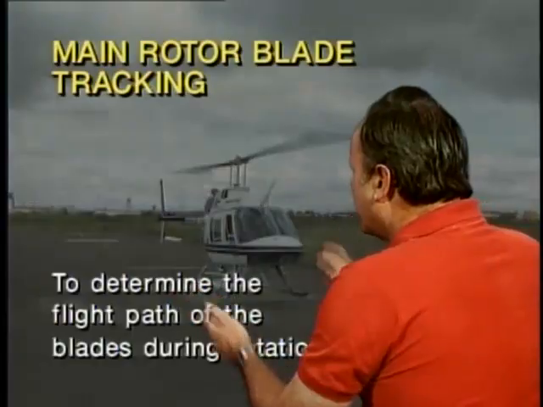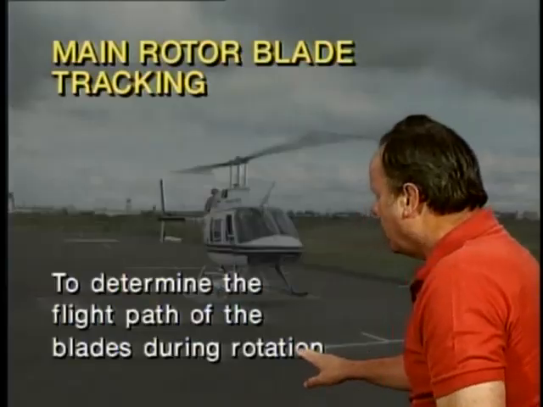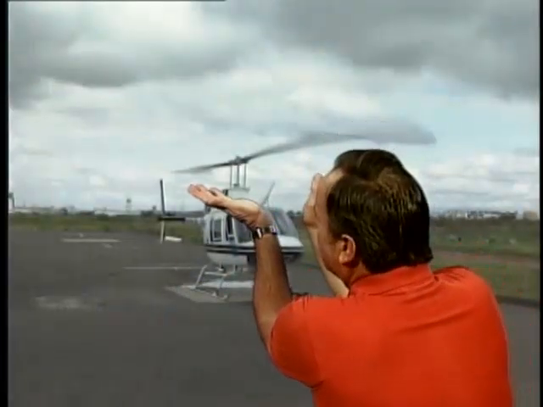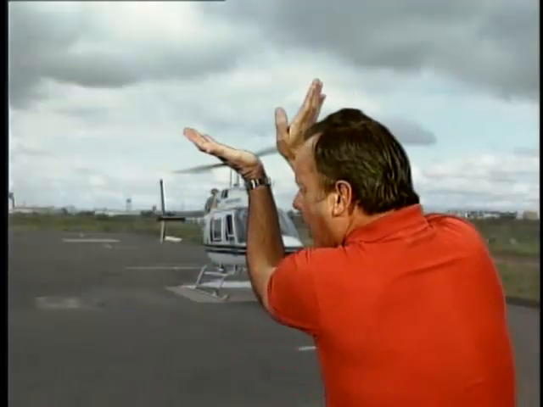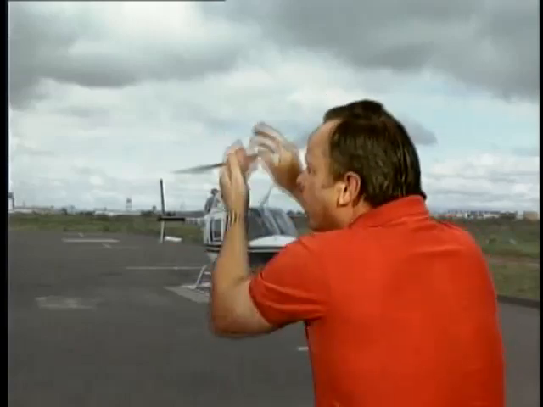The purpose of checking that is to determine the flight path of the blades during rotation. Now, when you pull up on the collective and get this aircraft ready for flight, the blades will cone up. And main rotor blades that do not cone by the same amount are said to be out of track.